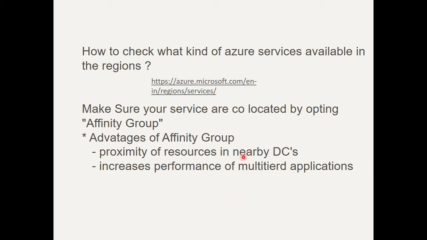So for that, you just need to make sure that you select an affinity group. Once you select an affinity group, Azure will make sure that your resources are co-located in a DC, or in nearby DCs, or in nearby stamps.